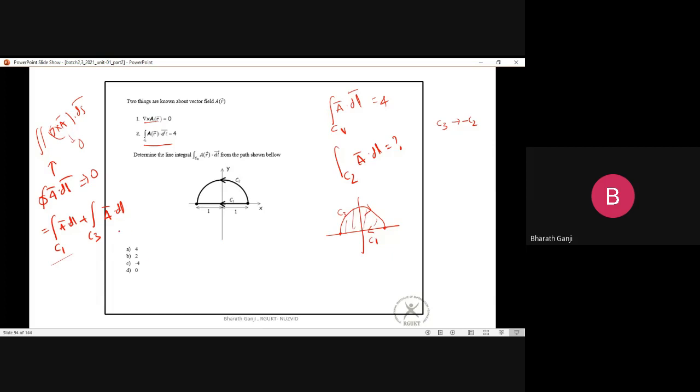If this answer is equal to 0, the difference between the C3 path and the C2 path is just that they are in opposite directions. So if the path is simply in the opposite direction, instead of C3 I can put a C2 here and put a minus sign here. So that means this whole thing should be equal to 0.